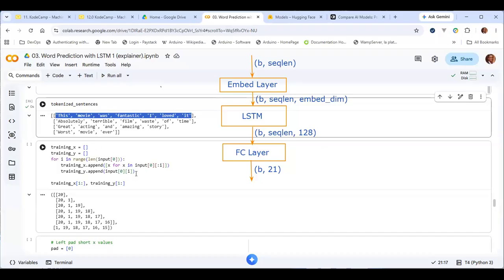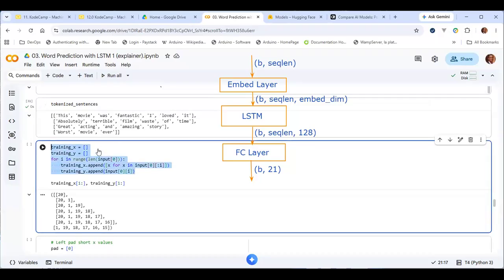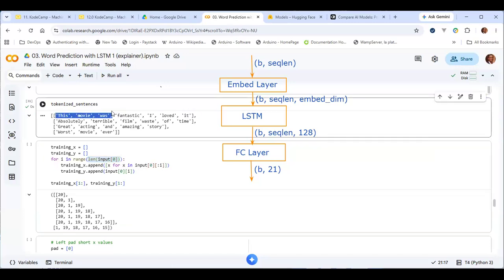So this loop does that. Basically, it takes each sentence and it generates that length. So basically, for the entire length of the input, right? You will generate new training X. The training X will be all of the sequences up to a particular point, while the Y will be the input at that specific point.